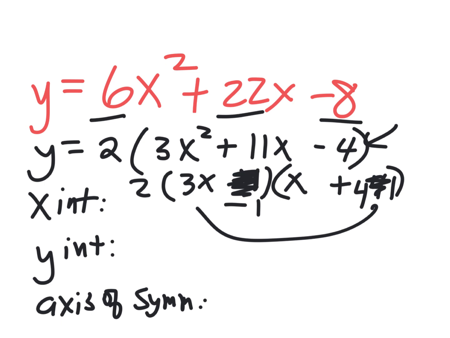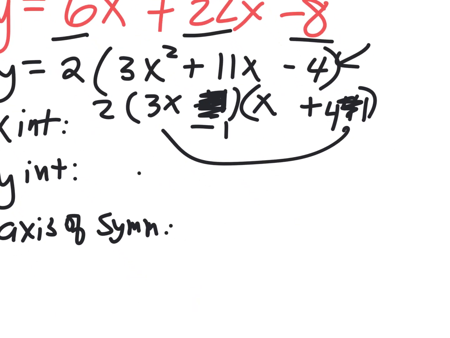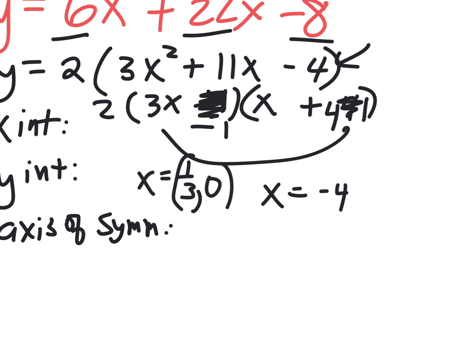So final answer is the x-intercepts were x equals 1/3. I just wrote that wrong on purpose. And x equals -4. That's wrong. Why? Because x-intercepts have y equals 0. So they're supposed to be like that. You're still wrong. Oh, uh-oh. Hold on.